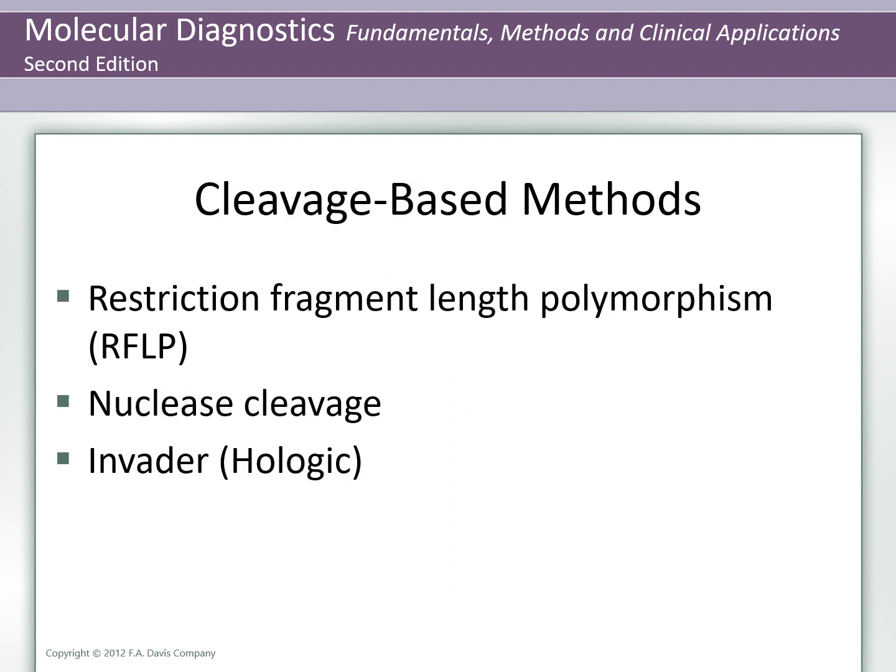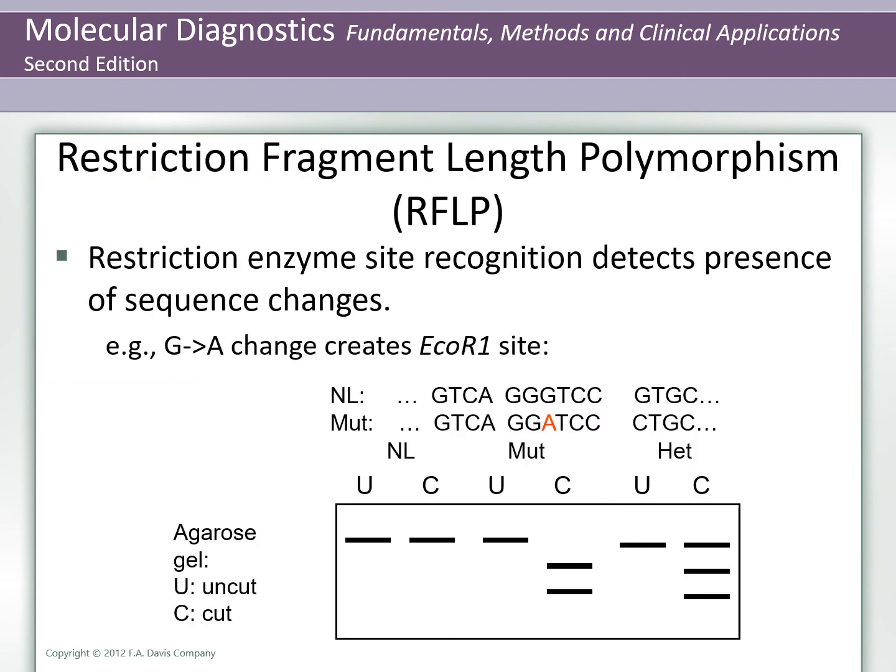The next group of methods we'll discuss are cleavage-based methods, and these include restriction fragment length polymorphism, also known as RFLP, nuclease cleavage, and Invader technology. If a mutation changes the structure of a restriction enzyme target site or changes the size of a fragment generated by a restriction enzyme, RFLP analysis can be used to detect the sequence alteration.